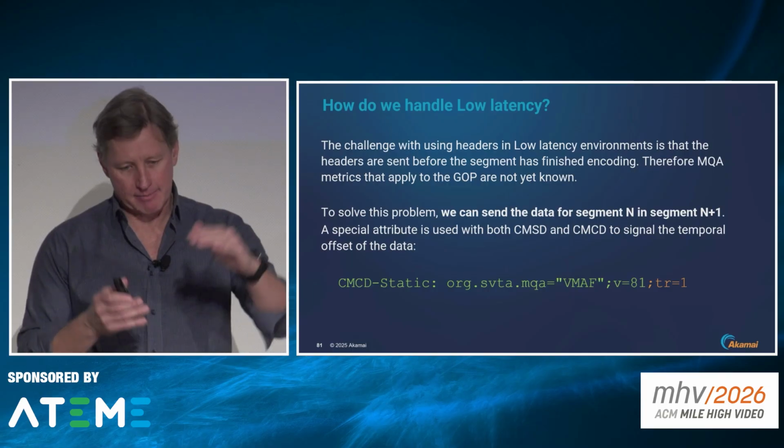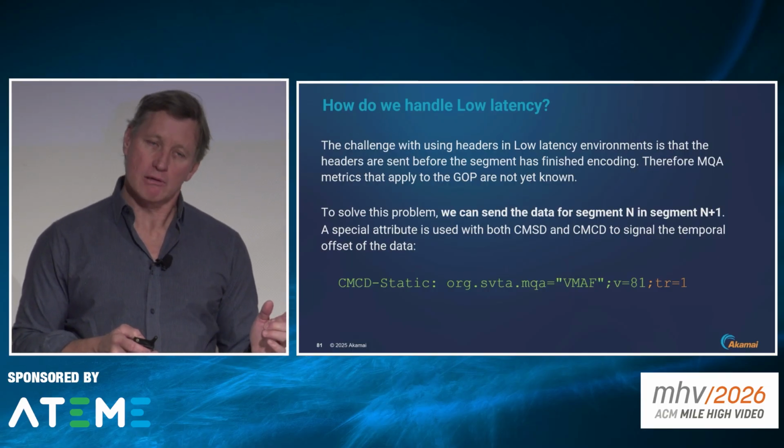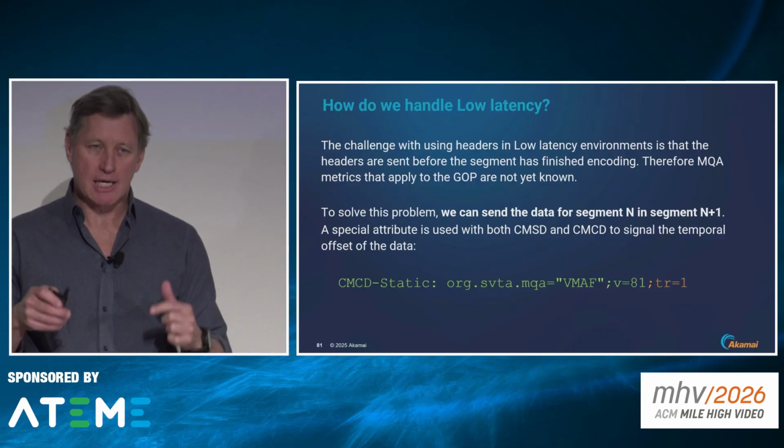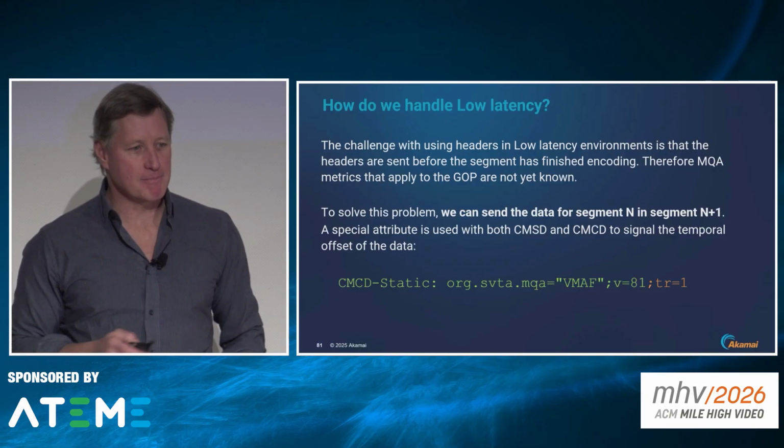So your analytics system can still track the quality received over time. You can't use it for quality-based switching, because it's the segment prior. But again, we're not a quality-based switching scheme. We're a quality information distribution scheme.